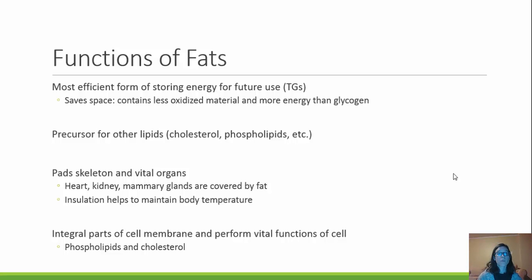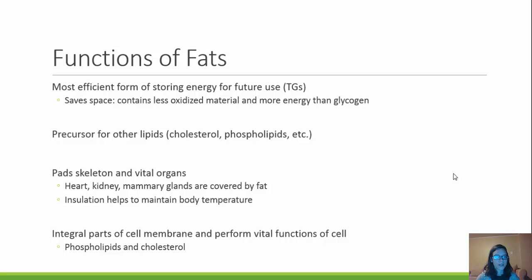So fats are our most efficient form of storing energy in the form of triglycerides, and because they're so energy dense, in that they contain less oxidized material compared to glycogen, they are able to store energy very efficiently, basically as space savers. So you need less to store more energy.